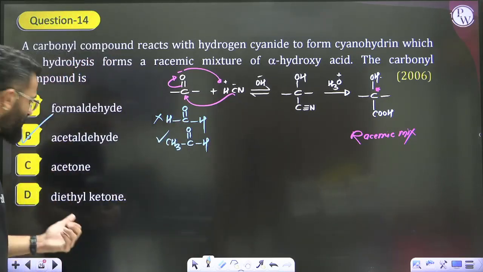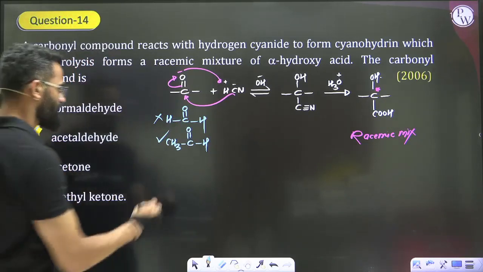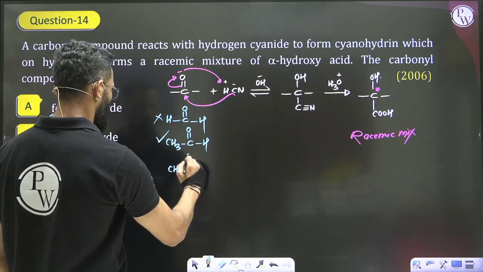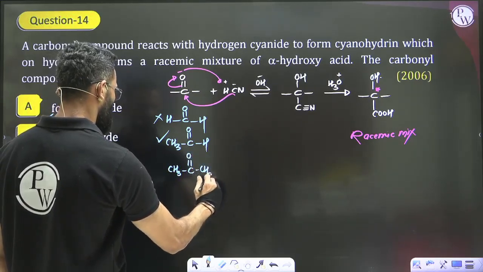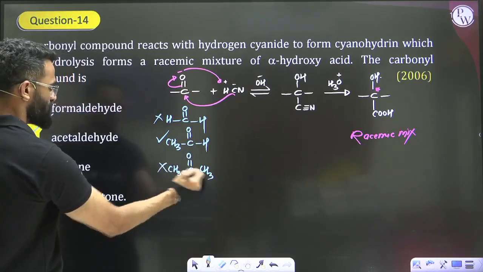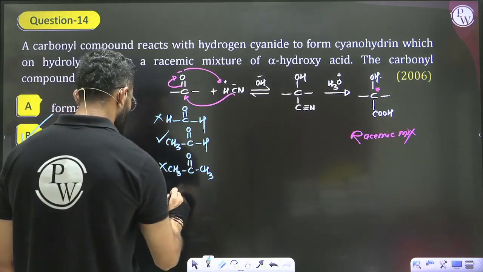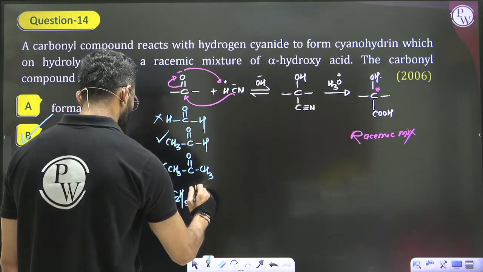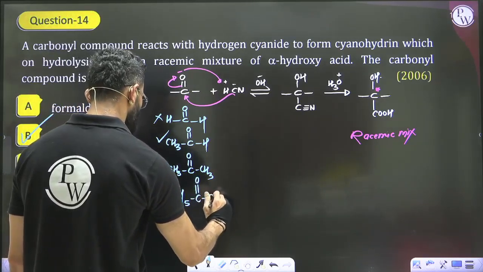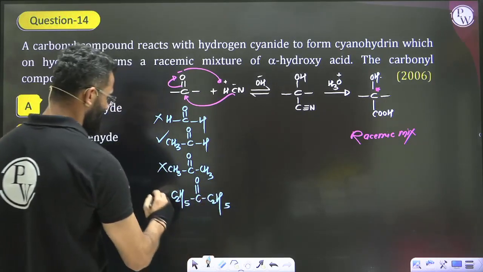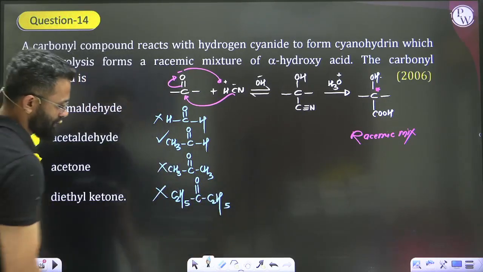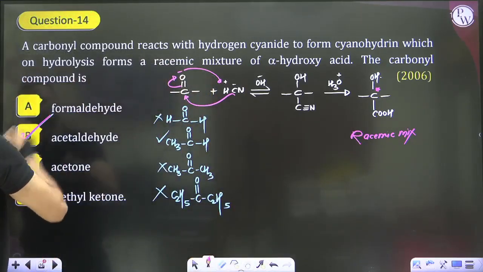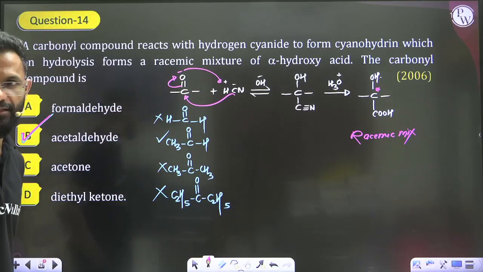Let us verify options C and D as well. See, acetone. Acetone is dimethyl ketone, so not our choice because both are identical. Third is diethyl ketone. Both identical, so not our choice. Hence, the optically active racemic mixture will be obtained from option B. So that is our right choice.